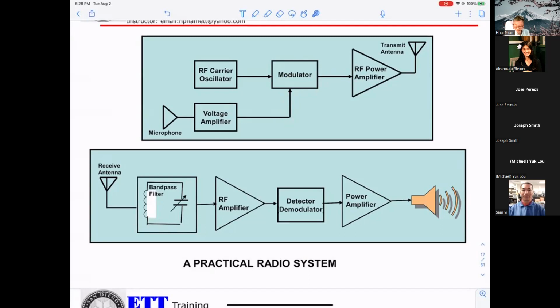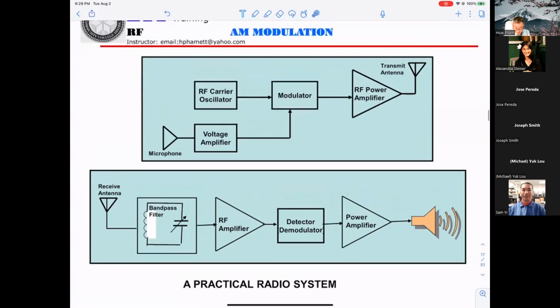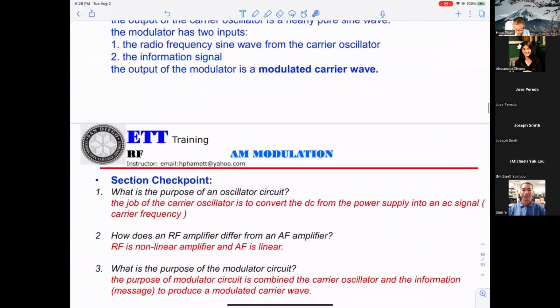You can tell me what the name of the output of the modulator. Signal. An amplitude modified waveform? Yeah. The output of the modulator, we call a modulated carrier wave.